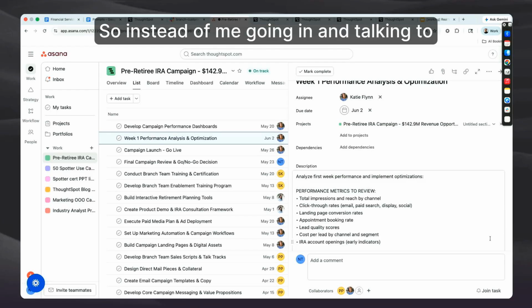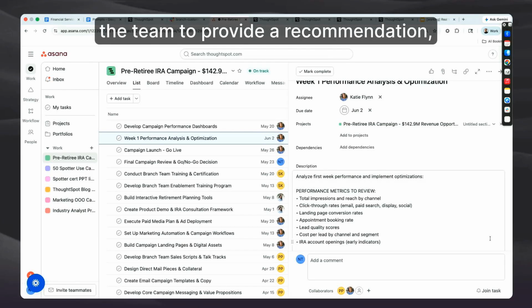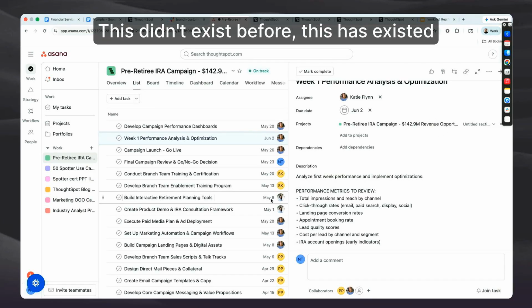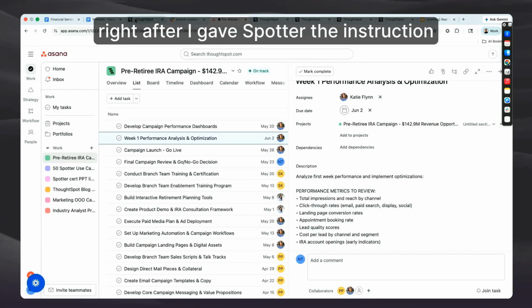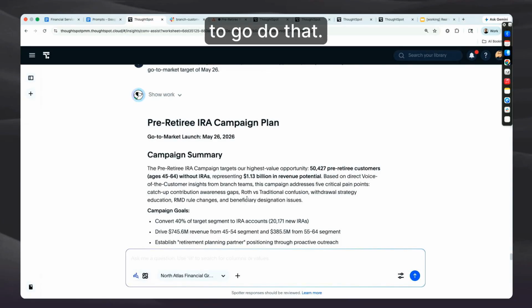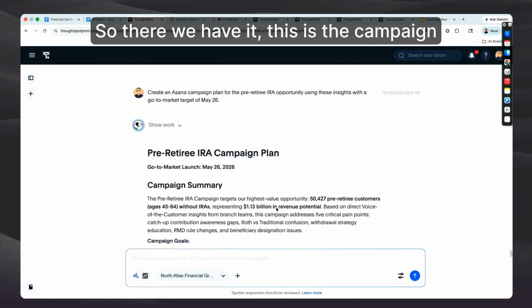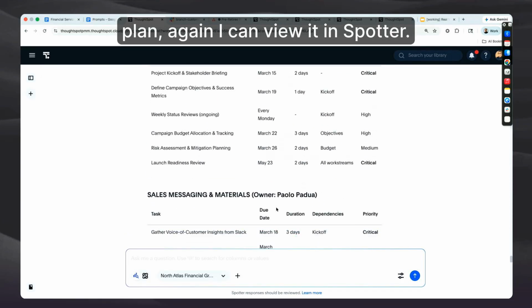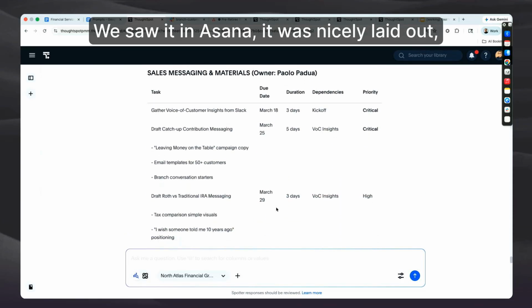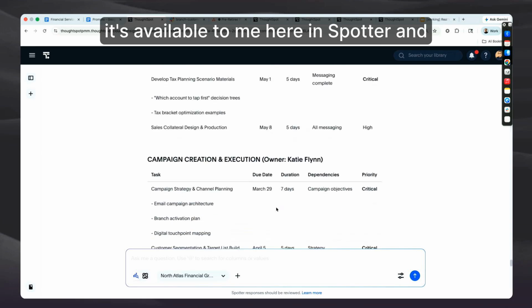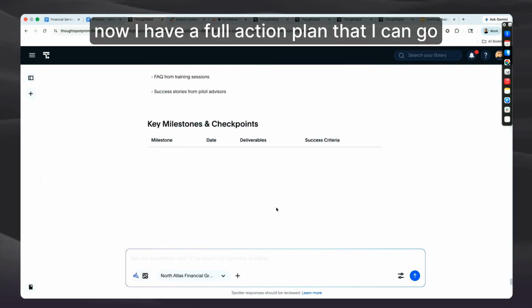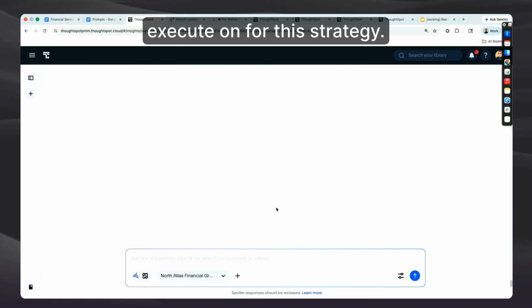So instead of me going in and talking to the team to provide a recommendation, Spotter has actually populated all of this. This didn't exist before. This has existed right after I gave Spotter the instruction to go do that. So there we have it. This is the campaign plan. Again, I can view it in Spotter. We saw it in Asana. It was nicely laid out. It's available to me here in Spotter. And now I have a full action plan that I can go execute on for the strategy.